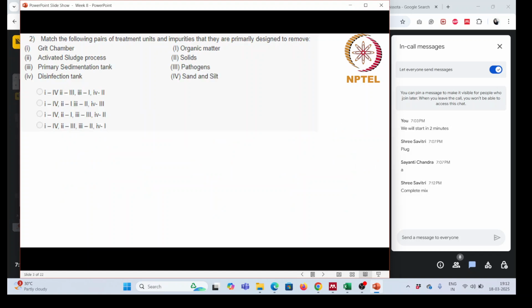The next question is, which of the following pairs of treatment units and impurities are they primarily designed to remove? The treatment units and what kind of impurity they are designed to remove. Please answer this question.